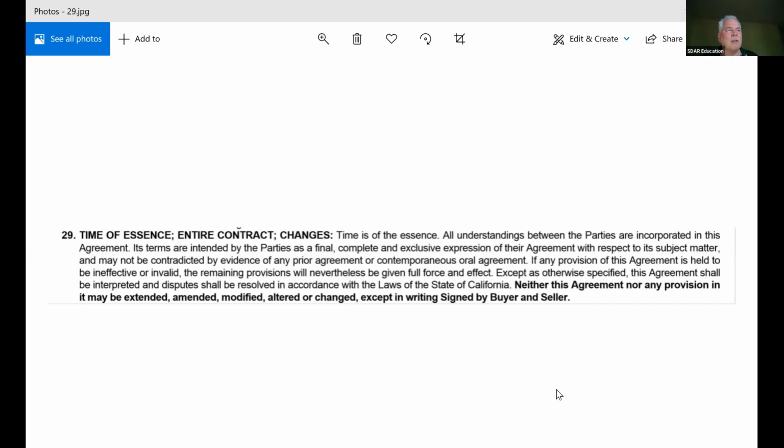So bottom line was they were not successful at trial. Let's just put it that way. So another one. Not bragging, but look, you've got to read the contract. Okay, so let's take a look. Shall be interpreted and disputes shall be resolved in accordance with the laws of the state of California.